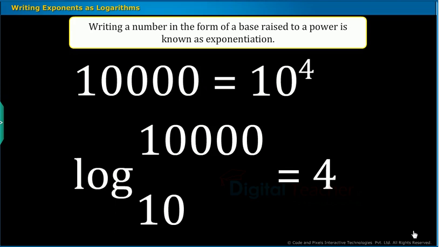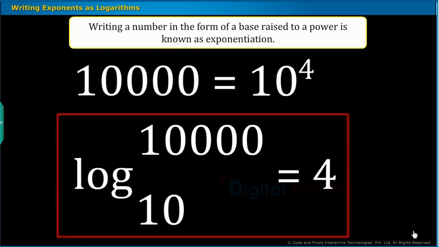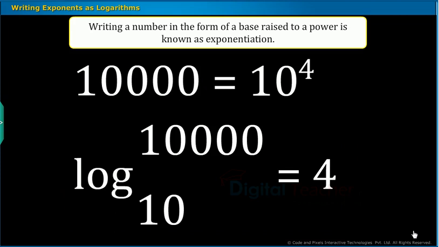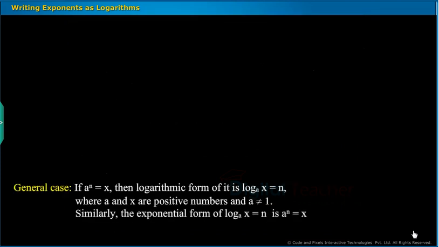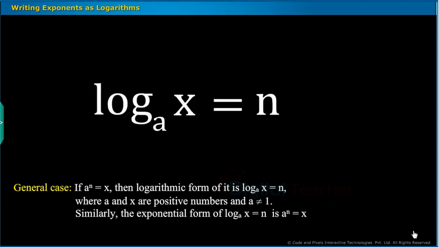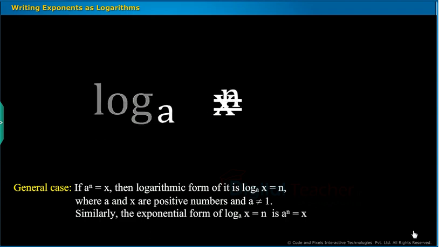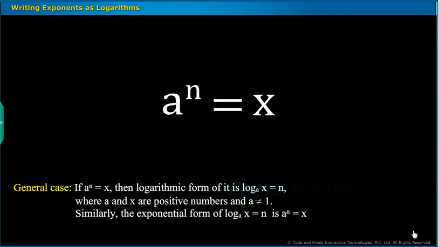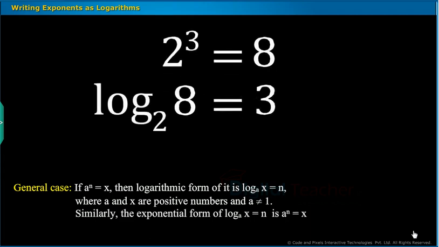This is stated as log base 10 of 10,000 equals 4. Thus, logarithmic form is expressed as shown. General case, if a power n is equal to x, then logarithmic form of it is log x to the base a equal to n, where a and x are positive numbers and a not equal to 1. Similarly, the exponential form of log x to the base a equal to n is a power n is equal to x. Example, the logarithmic form of 2 cube is equal to 8 is shown on the screen.